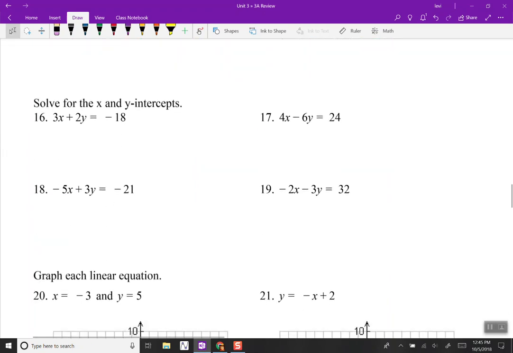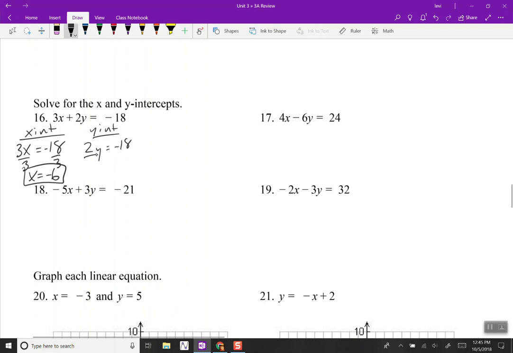16, solve for the x and y intercepts. So the x-intercept is going to be 3x equals negative 18 divided by 3. X equals negative 6. The y-intercept is going to be 2y equals negative 18 divided by 2. Y equals negative 9. Zoom in here a little bit.